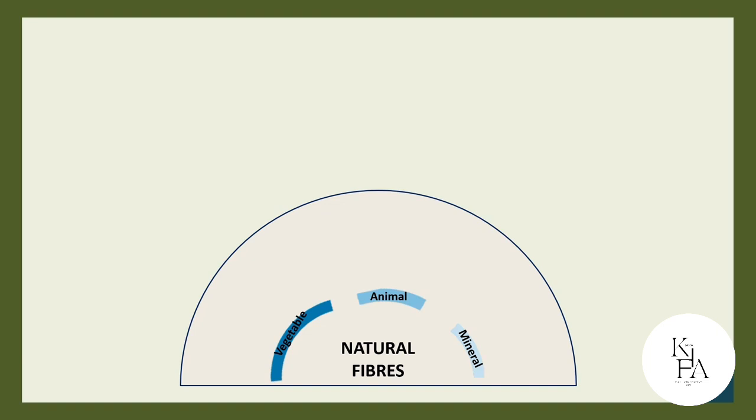So the first one is the seed fiber. This has the maximum cellulose content, and the major seed fibers that have been most widely used all over the world for thousands of years are cotton and kapok.